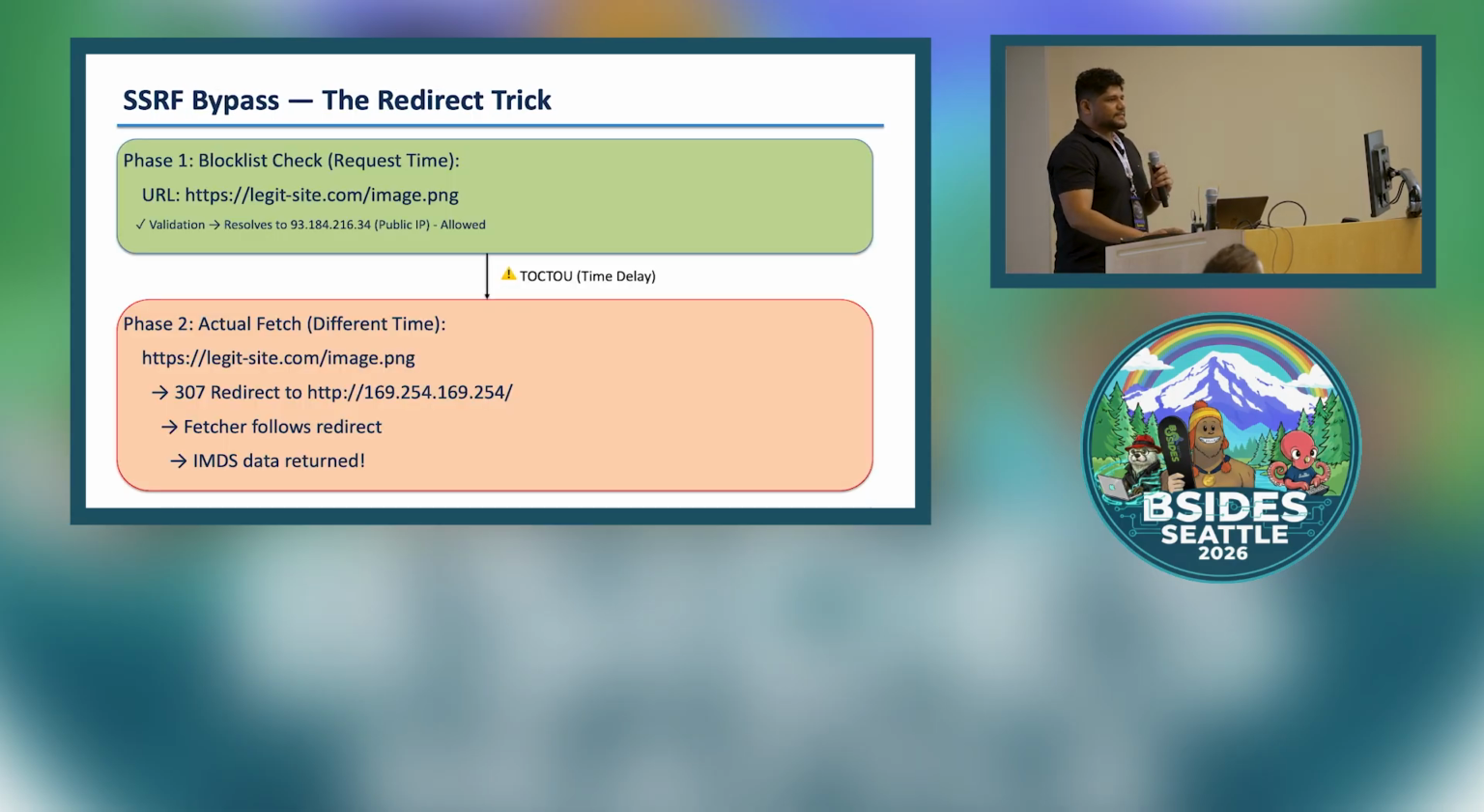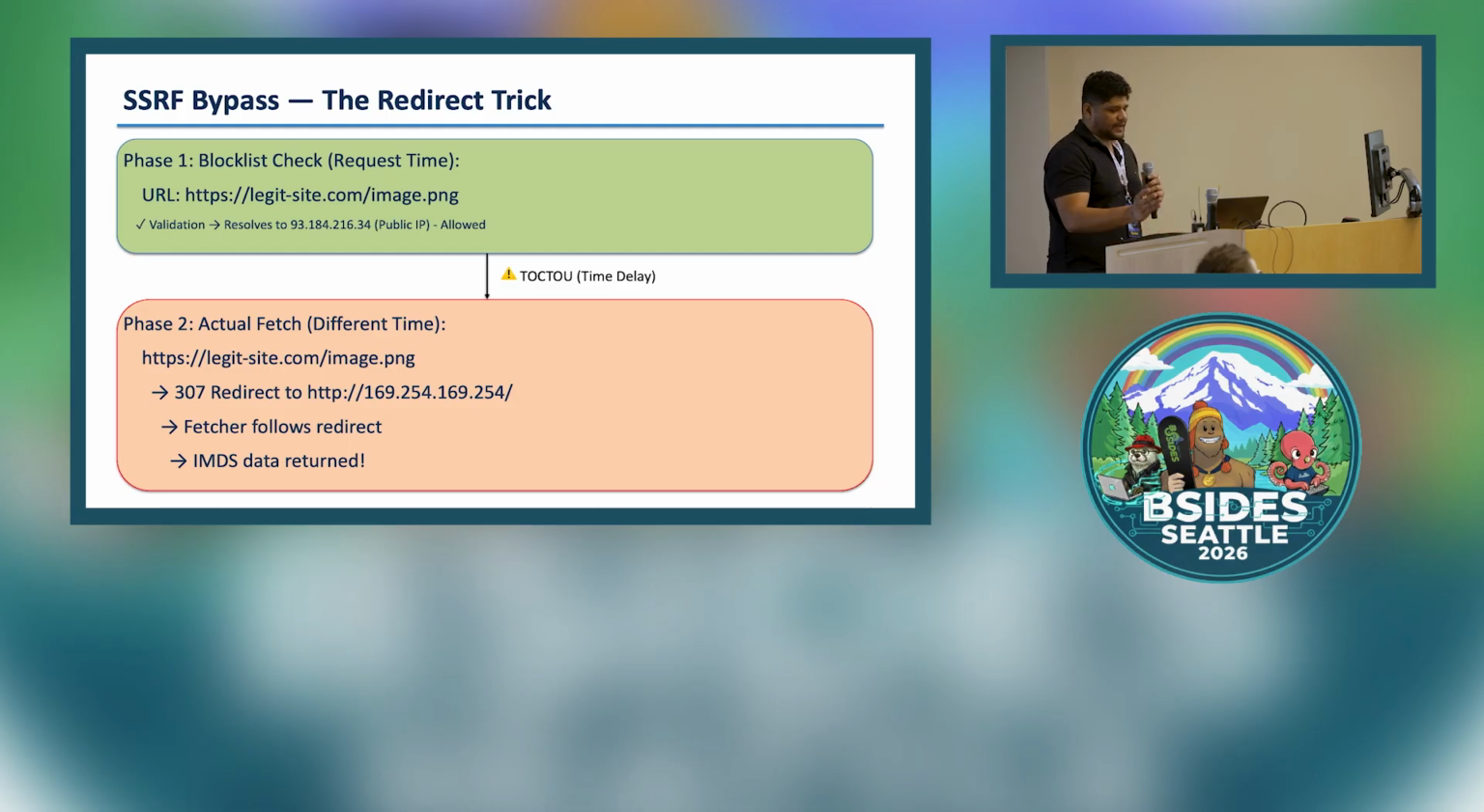Now, I'll be honest, there are block lists, and you might not be able to reach it directly, but try doing a redirect, a 307 or 302 redirect. There's the TOCTOU problem, time of check versus time of use. They validate the URL at request time, but the actual fetch happens much later.